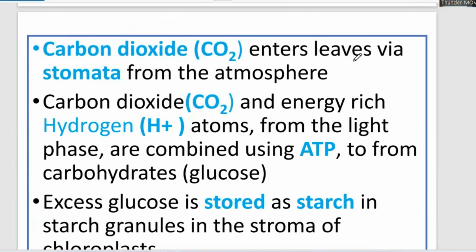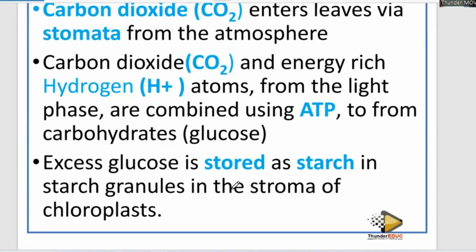Carbon dioxide enters the leaf via the stomata. If one is called a stoma, the many are called stomata. From the atmosphere, via those holes we saw down there, carbon dioxide, and then the energy-rich hydrogen atoms from the light phase, as we have seen, are combined using ATP. ATP is also from the light phase, to form carbohydrates, which we call glucose.